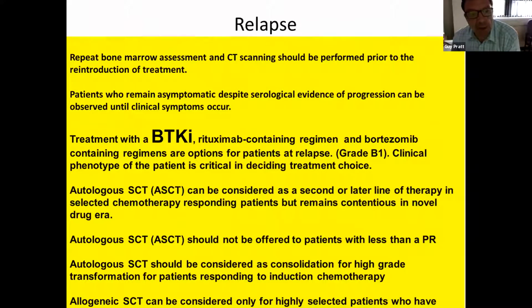And then again, relapse. So in that situation, I put BTKI, so that's ibrutinib or zanubrutinib, acalabrutinib. It's those drugs which become the mainstay of treatment now. But again, we're not being prescriptive here, and there's a lack of randomized trials, so it's very difficult to say you should be doing this or should be doing that. And then lots about transplant as a potential option.